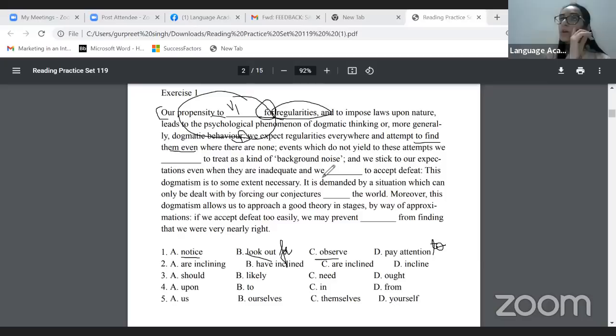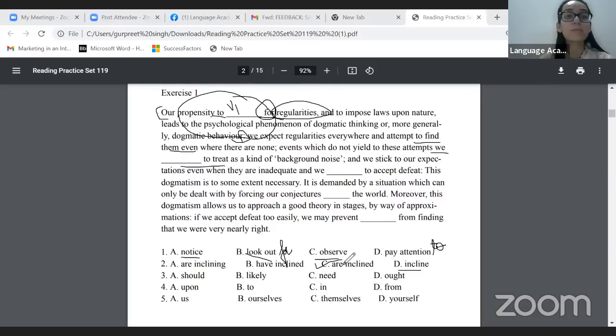Events which do not yield to these attempts, we dash to treat as a kind of background noise. Not many of you wrote the second answer correctly. Some of you wrote "we incline to treat," but you only matched the word with "we incline to." You have to match it with the whole sentence. They say that events which do not yield to these attempts, we dash to treat as a kind of background noise. So those events which do not lead us to these attempts, we are inclined to treat.